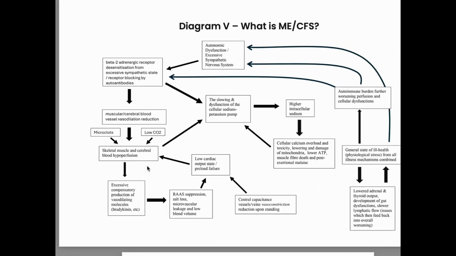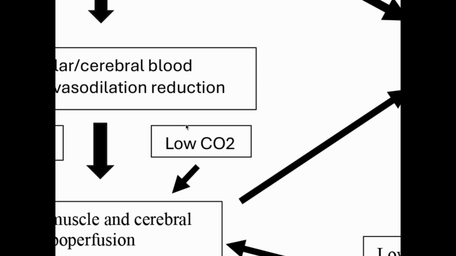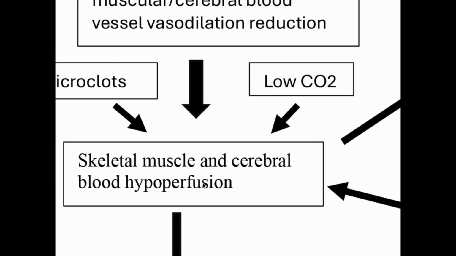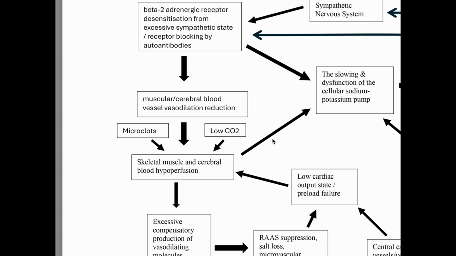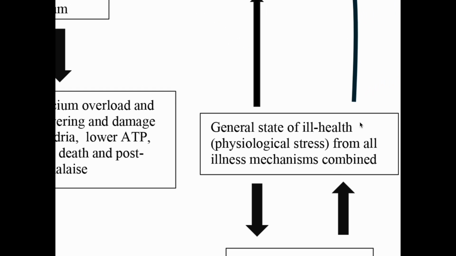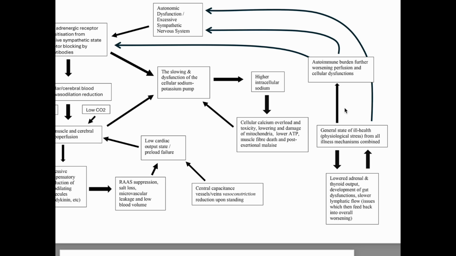So basically, because there's such a reduction in blood perfusion and tissue oxygenation elsewhere, the body starts to also develop low CO2 as a kind of response to that. But once it develops, it then further feeds into the blood hypoperfusion. So those issues then worsen everything else. And this is the kind of big theme. The general state of ill health, the physiological stress of the illness from all the illness mechanisms combined, will lead, as I see from the arrow here, going up and through into the autonomic dysfunction.